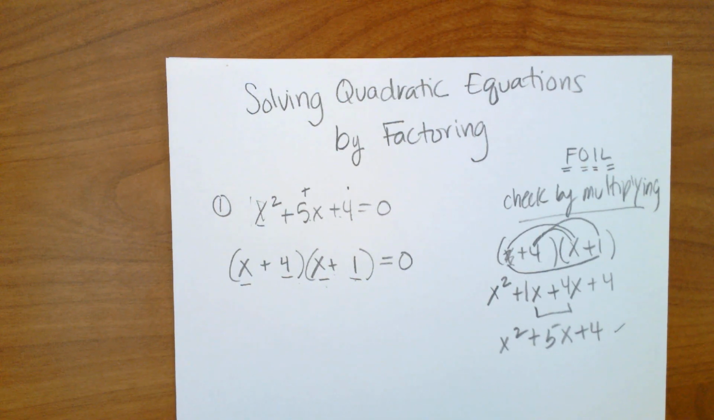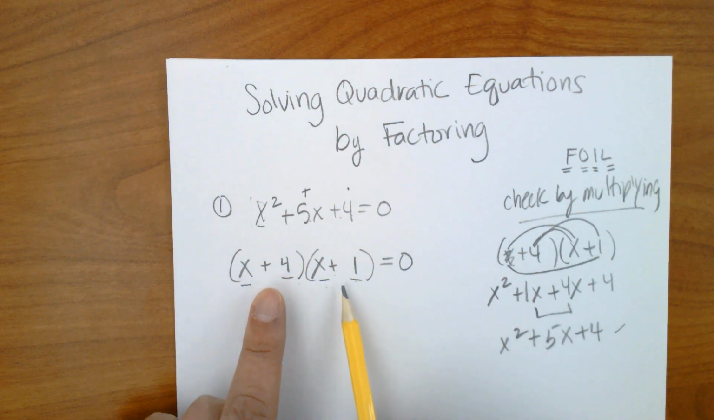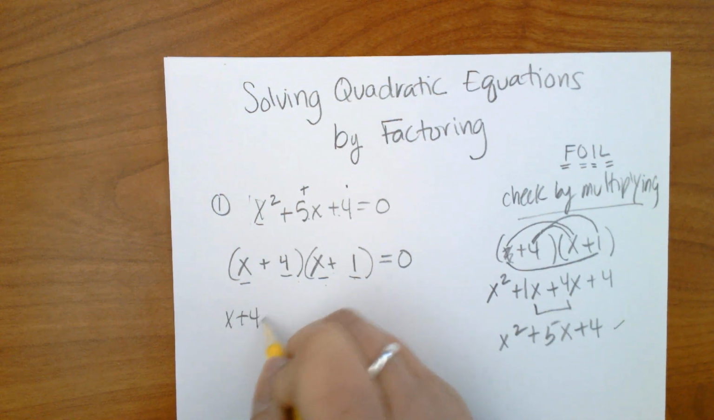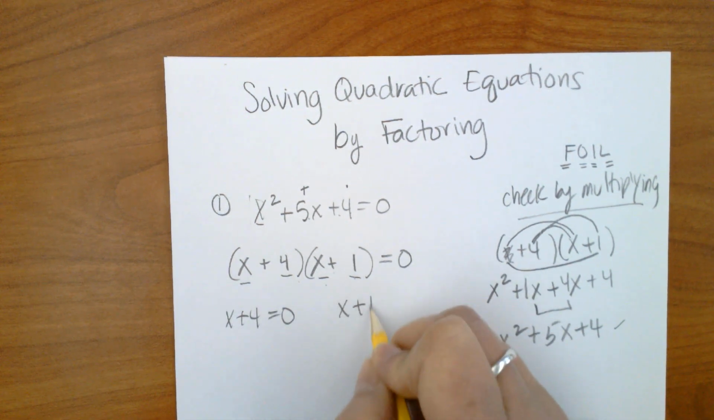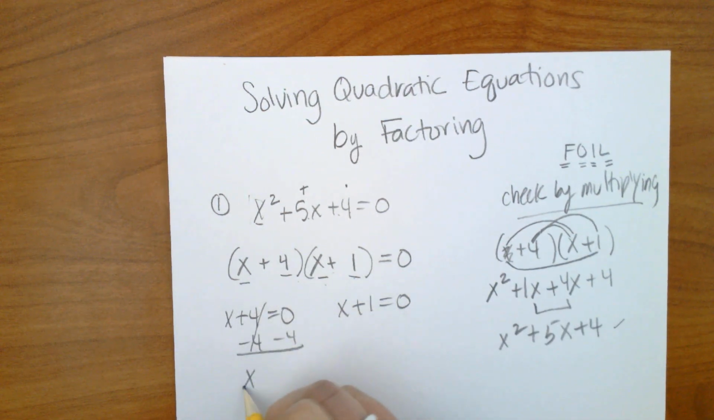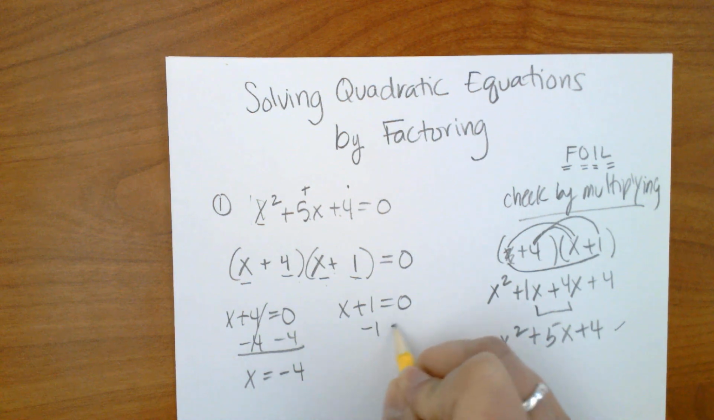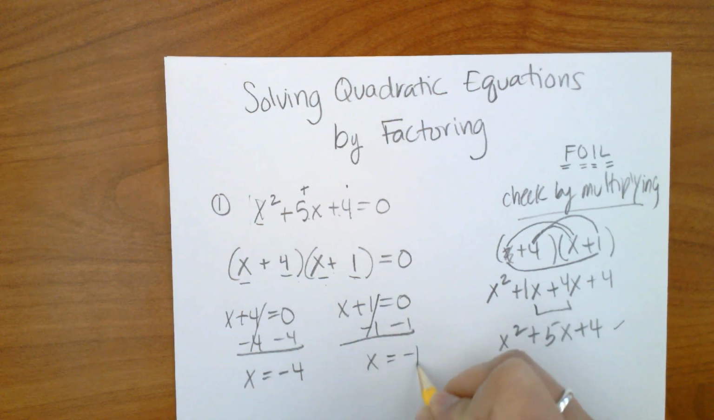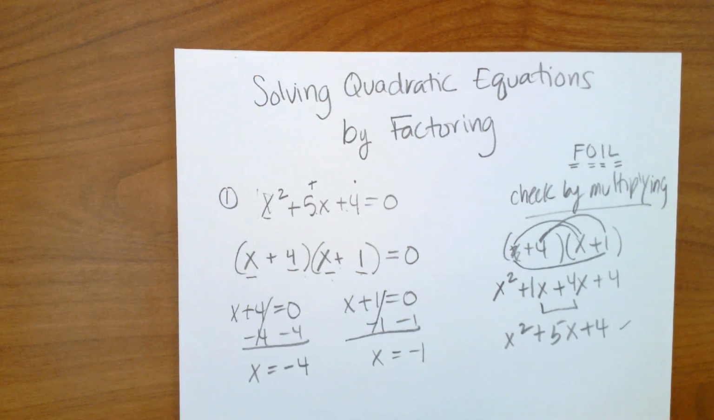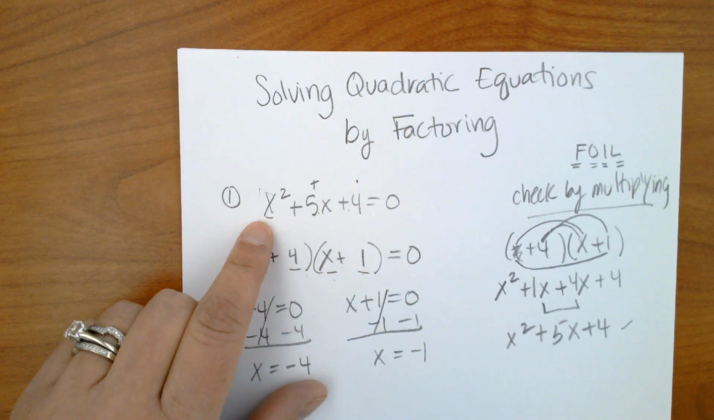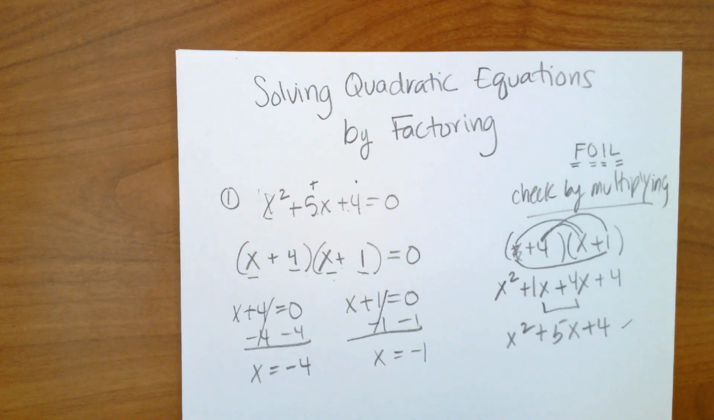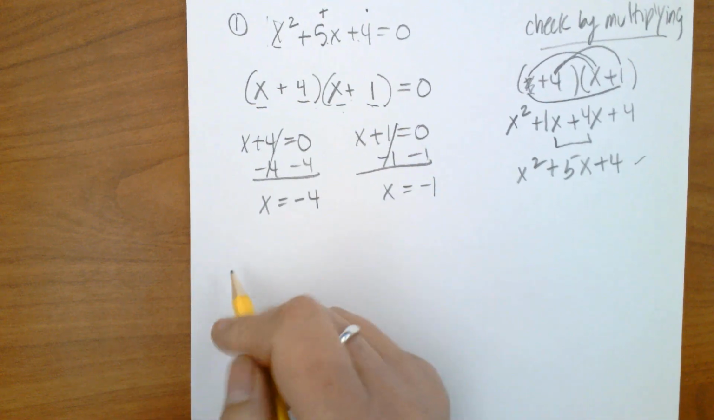Now we have to solve it. Because we made this into a multiplication, I can do what's called separate and solve. So x plus 4 equals 0 and x plus 1 equals 0. And then I have two equations here that I solve, and I have x equals negative 4 and x equals negative 1. So that's solving by factoring. Now this is one of the easier ones because our a term is 1 here. The number in front, the coefficient, is 1. Let's see what happens when it's not.